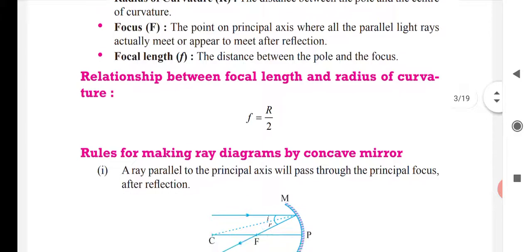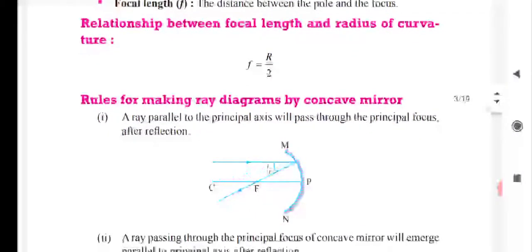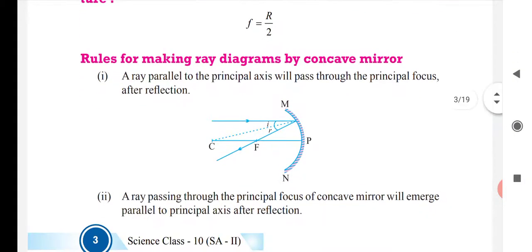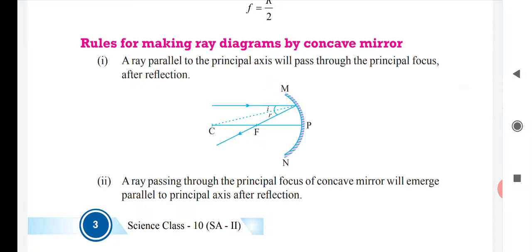Next concept, rules for making diagrams by a concave mirror. This is very important. Once you understand this, you can solve any kind of problems based on image formation. These are just rules. So understand these rules, and image formation will become very easy. Okay, so first rule we will go.